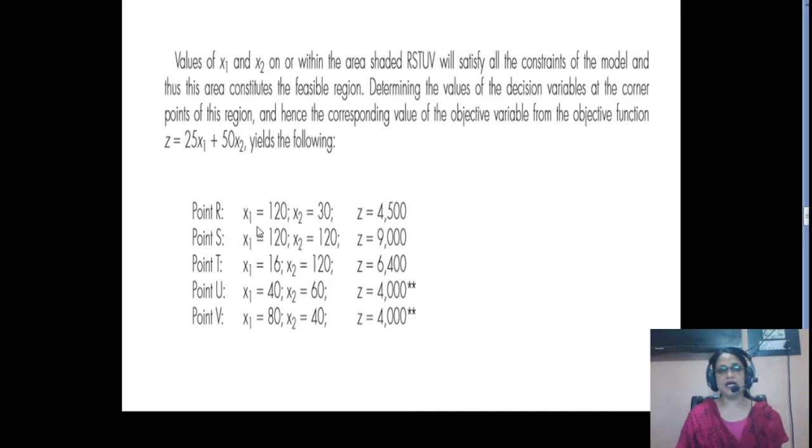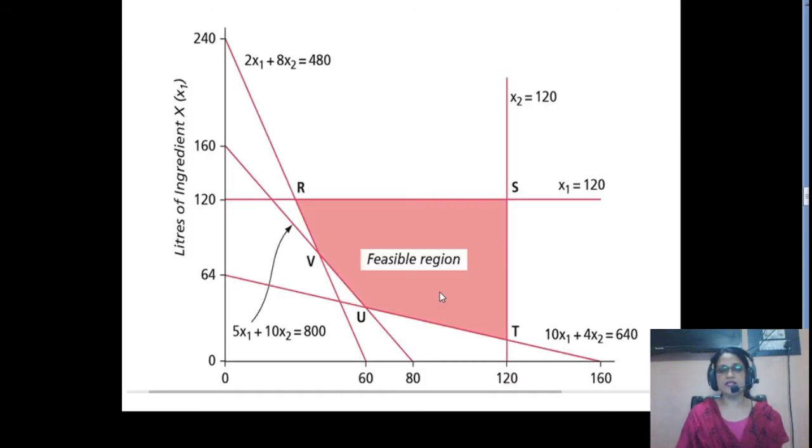So, point R has the coordinates x1 as 120, x2 as 30. See students, you can easily find out by looking at the intersection point. So R is the intersection point of two lines, that is x1 is equal to 120 and 2x1 plus 8x2 is equal to 480. So you can easily find out by solving the simultaneous equations, and x1 is already given, it is 120. Now you are only supposed to calculate the value of x2, right? So this is how you can solve that.